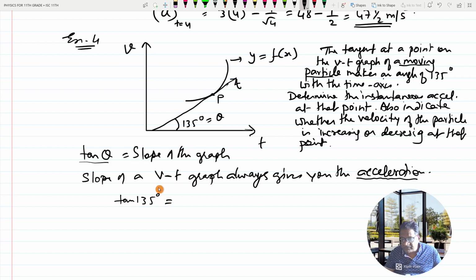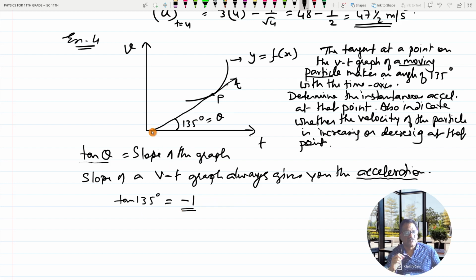Tan of 135 is -1. Now this you can do on a calculator also, or you'll have to use trigonometry again to find out this tan of 135. I told you trigonometry also has a lot of application in physics. So tan of 135 degree is -1.